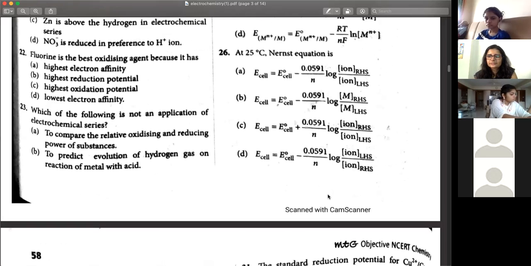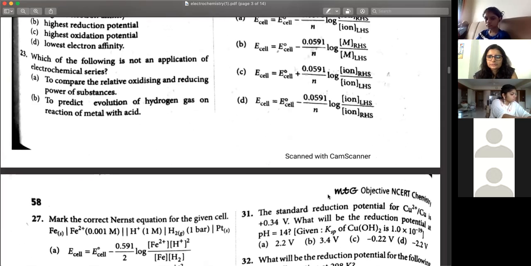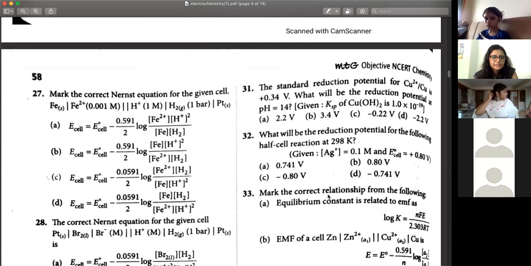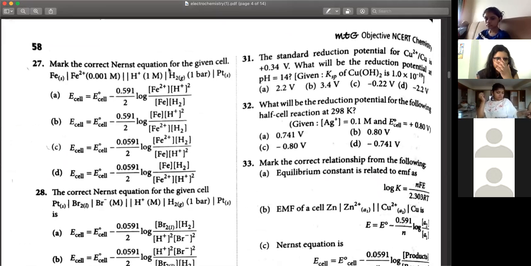Got it, Shantanu? Yes, ma'am. Okay. Similar question given in a different form. Mark the correct Nernst equation for the given cell. So you're given the cell here, which should be the correct equation. We are doing 27, right? Yeah.